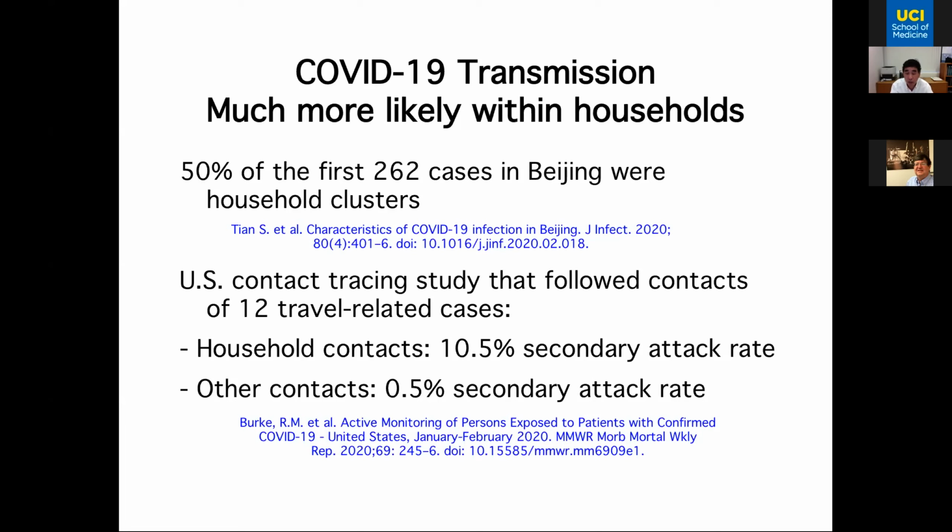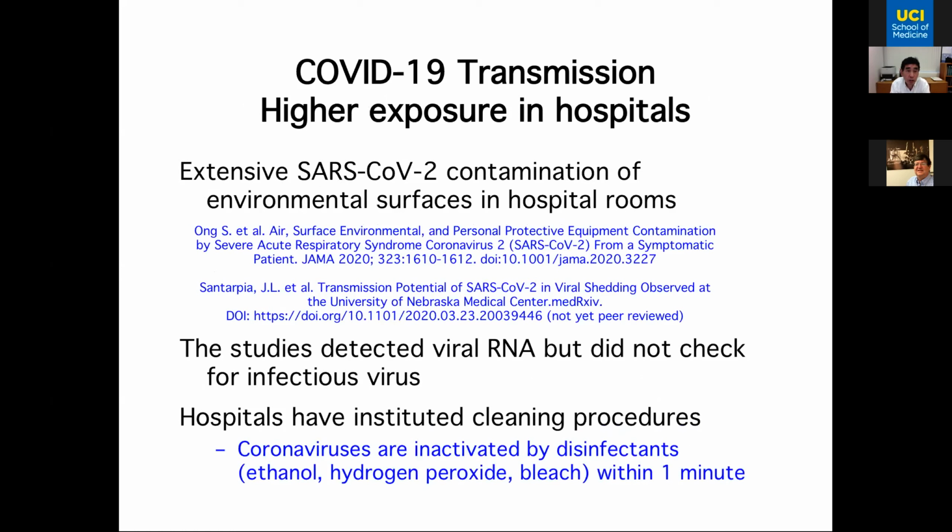And this makes a lot of sense. Again, we said there's a lot of virus contamination in the household of an infected individual, and other people in the household are exposed over a long period of time to the virus. There's also high exposure in hospitals.